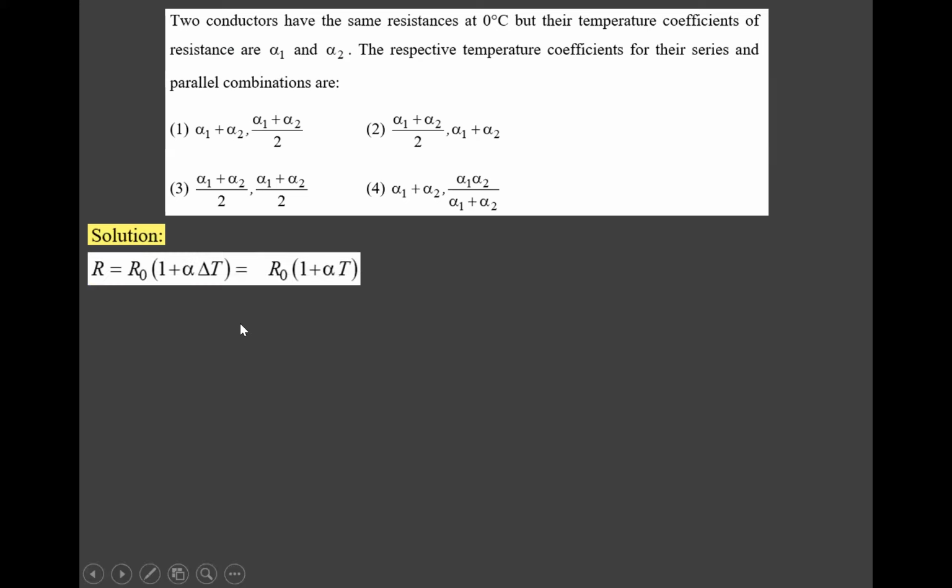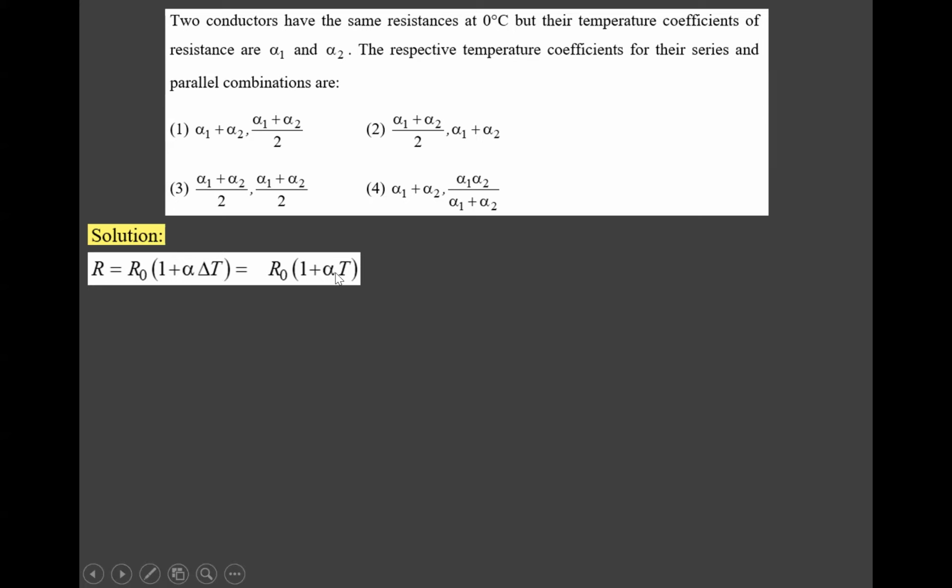We have the equation for the resistance at any temperature T: R equals R0 into (1 plus alpha delta T). R0 is the resistance at 0 degree Celsius, and delta T is T minus 0. So we can write R equals R0 into (1 plus alpha T).